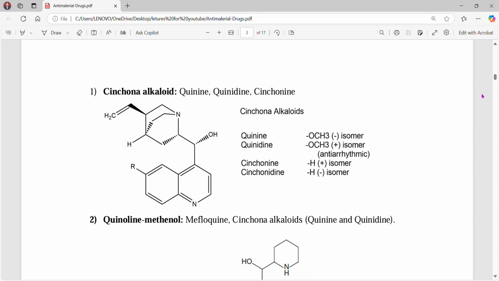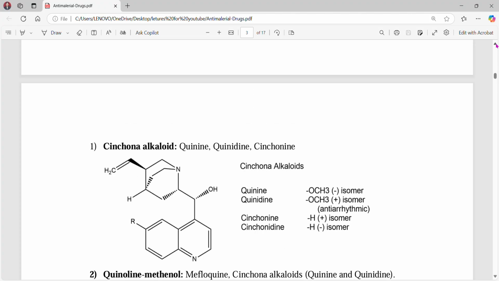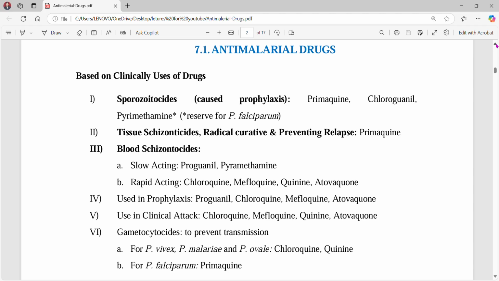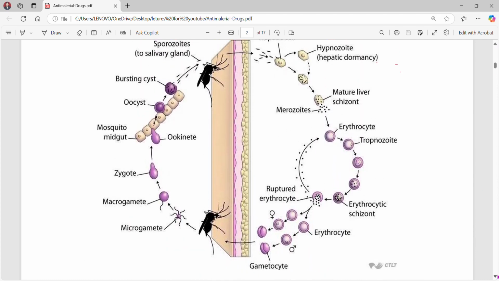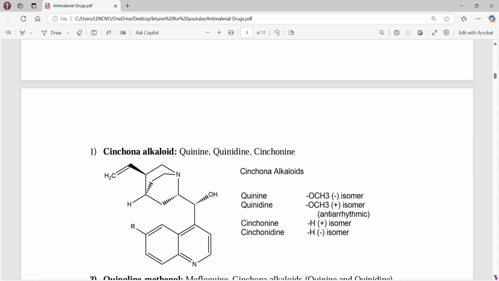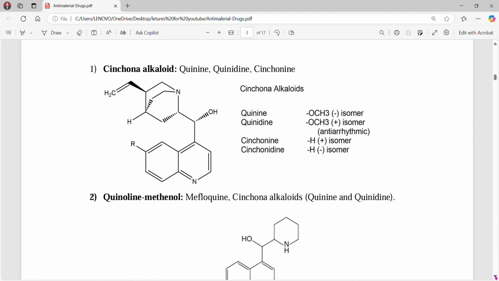Yes, dear students, in connection with our earlier class, that is the discussion on the anti-malarial drugs, today we are going to discuss the individual drugs which are involved in the treatment of malaria. Already we have discussed the classification based upon the clinical use of the anti-malarial drugs. Earlier to that we also discussed the life cycle of the malarial parasite. Now today we are going to discuss the individual drugs which are involved in the treatment of malaria.